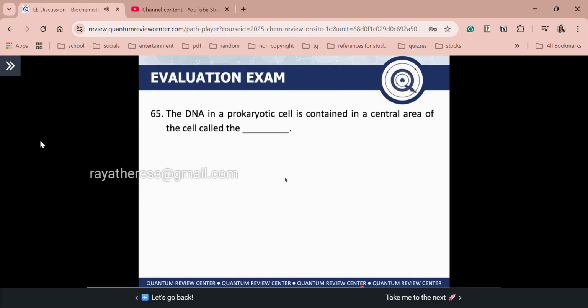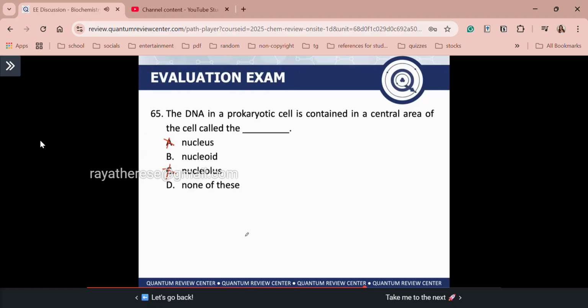On number 65, the DNA in a prokaryotic cell is contained in a central area of the cell that we call your blank. So again, walang nucleus ang prokaryotic cells, class. Again, because wala siyang nucleus, obviously wala din siyang nucleolus. Sir, what is nucleolus po? That's the innermost structure of your nucleus where your DNA for eukaryotic cells are stored. Okay? So sir, letter D po ba ang answer?